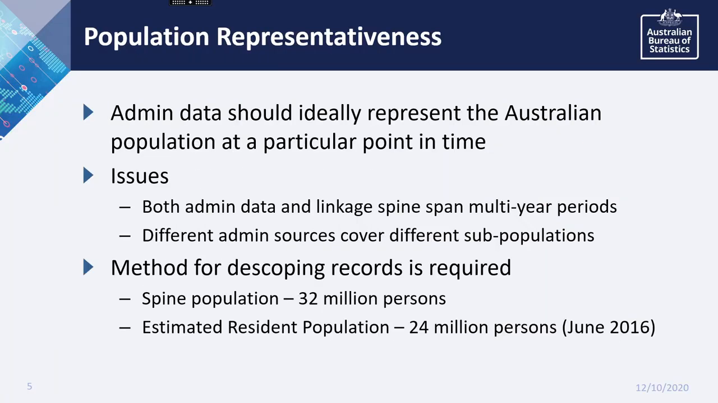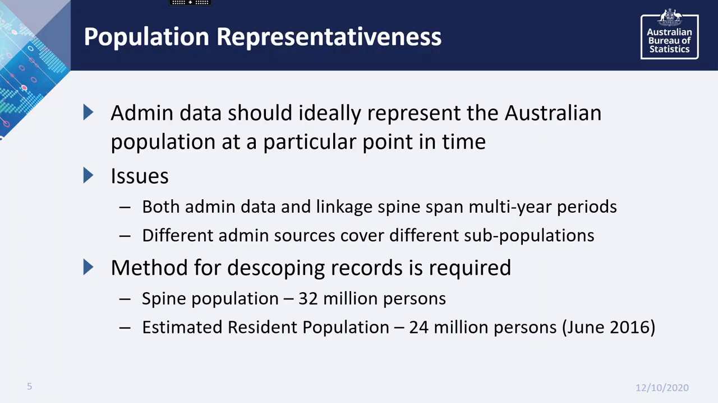A common challenge that we have when using linked admin data is that our admin data should ideally represent the Australian population at a particular point in time. But the issue we have is that both our admin data and our linkage spine span multi-year time periods, and the different admin sources often cover different subpopulations of the Australian population. So we ideally need a method for descoping records.